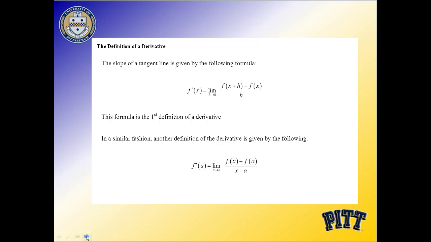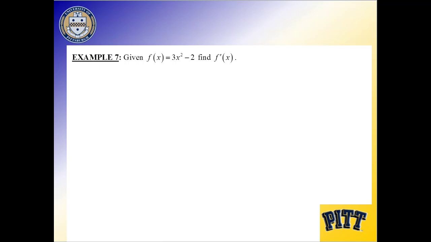So let's have a look at how we would make use of these two formulas. Example 7 here, we're given that f of x equals 3x squared minus 2. We want to find f prime of x, which is what we designate to be the derivative of f of x. So I'm going to use the formula: f prime of x equals the limit as h approaches 0 of f of x plus h minus f of x, all over h.